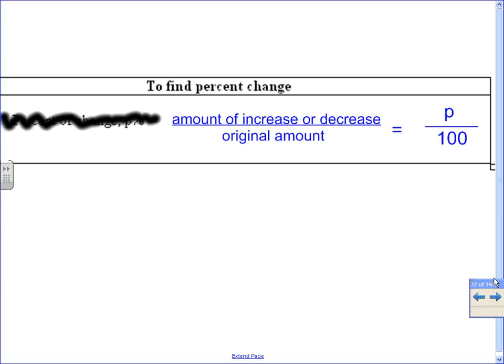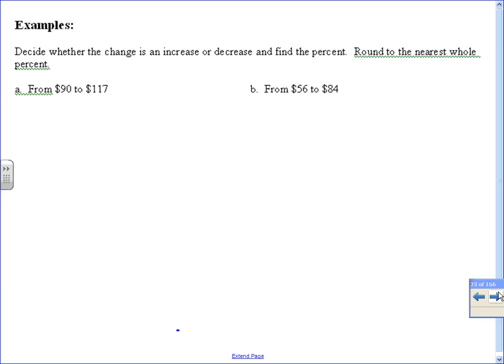Guys, hold off 1 second, okay? Does everyone have that written down? Okay, let me do an example and then I'll come back to your questions. All right, so let's go to letter A. We need to decide whether the change is an increase or a decrease and find the percent, rounding to the nearest whole percent. So from $90 to $117, let's make this a little more exciting. I go to buy video games for you guys for class. So it goes from $90 to $117.